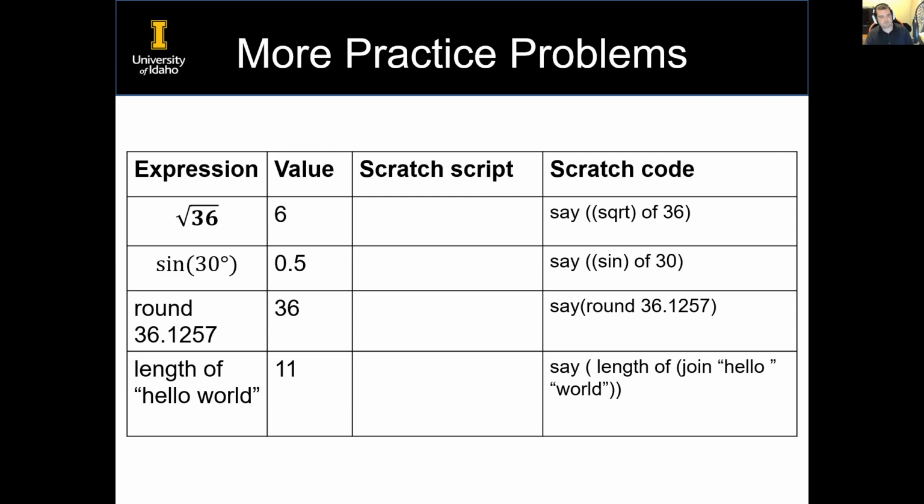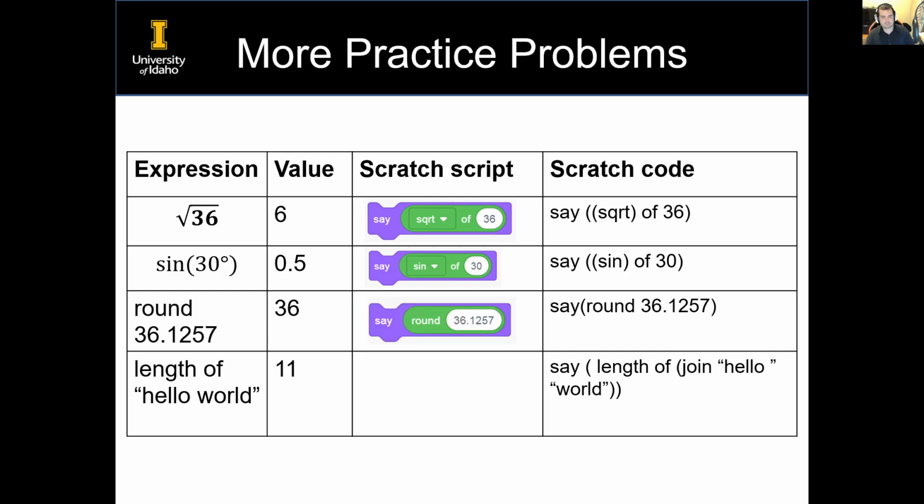So what we got going on here is the square root of 36. Say, and then that SQRT, which is under that ABS value. I have my other Scratch loaded up right now, so I'm not going to bother. So say, then we do the square root of 36. You should have gotten 6. Sine, again, it's that little drop-down box. And we did 30, and you get 0.5. Round, that should round it down, so you should have gotten 36.